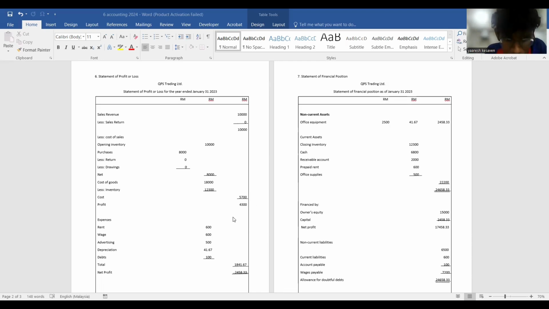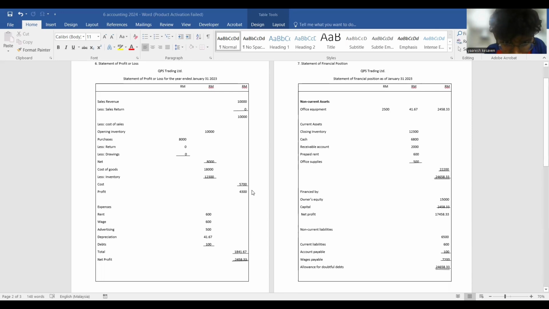We would be getting an amount of 4,300, and with that we would be adding the expenses, which are rent, advertising, debt, depreciation, wage, which are 600, 600 again, 500, and 41 ringgit 60 cents, and 100 ringgit for the debts. So totaling up everything, it will be 1,841 ringgit 67 cents.